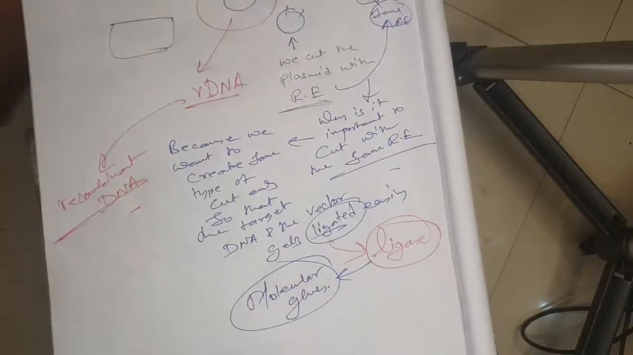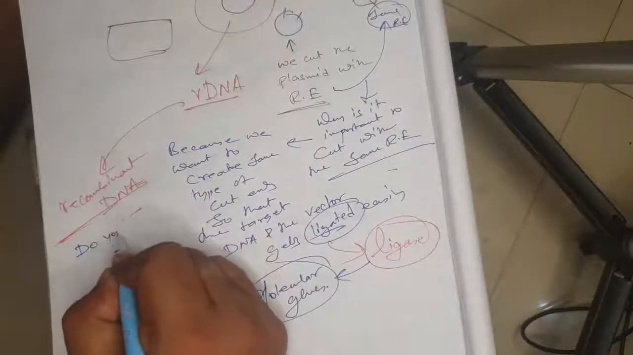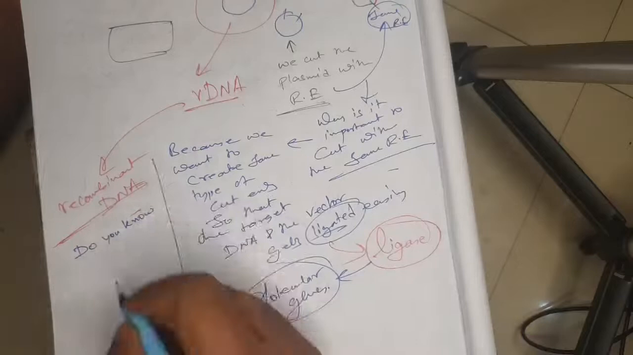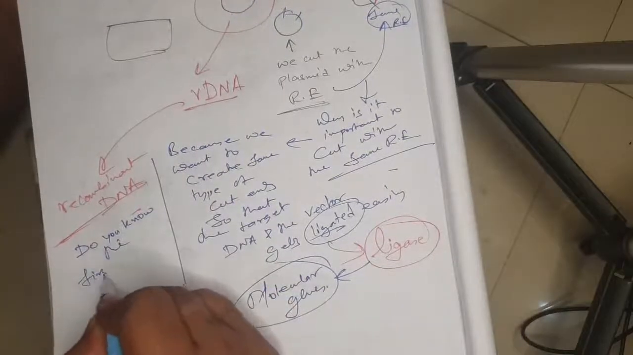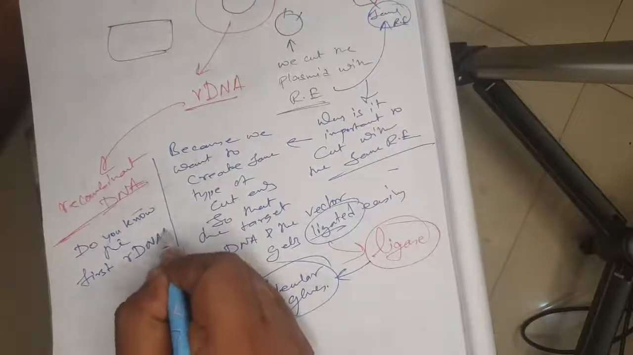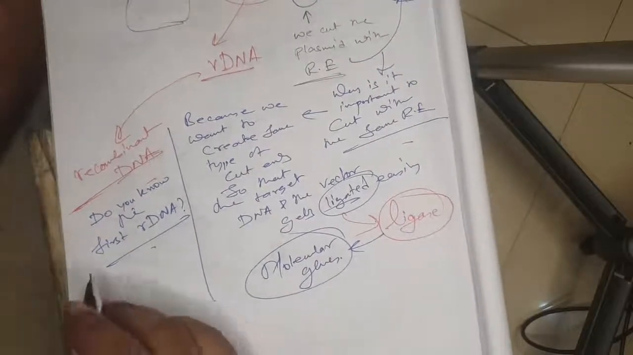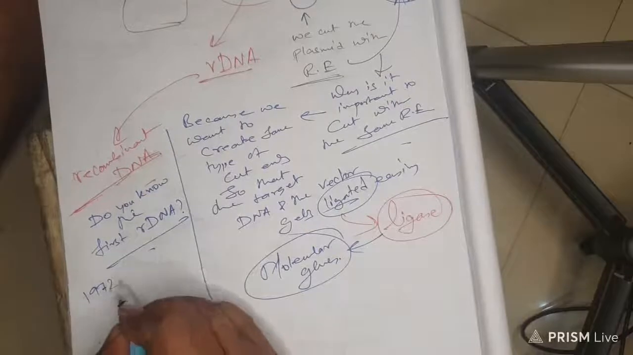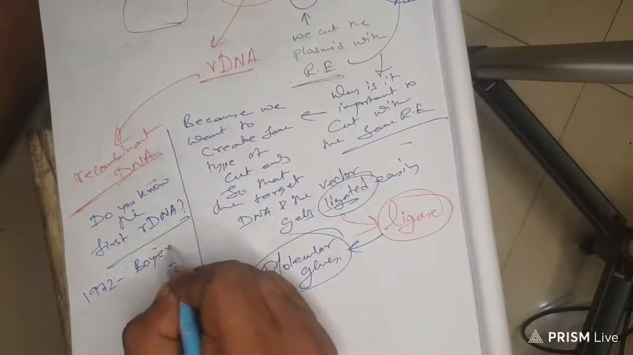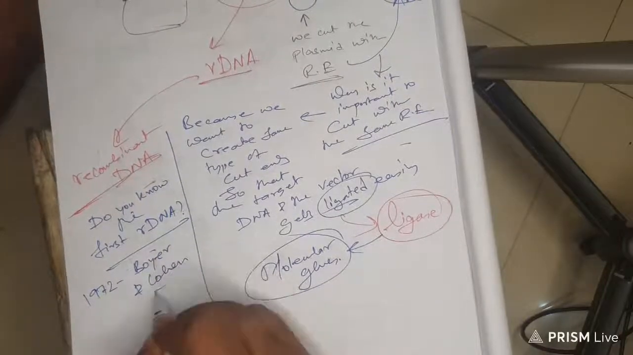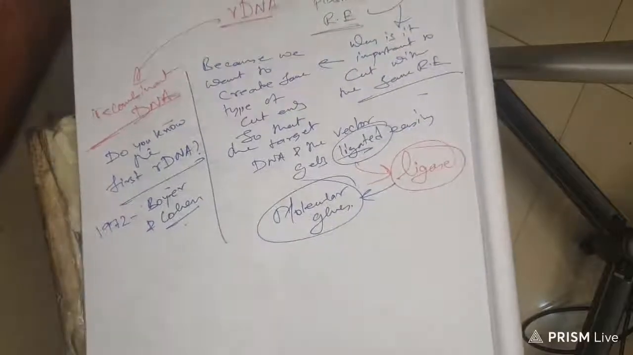Do you know the first rDNA? If I ask you which is the first rDNA, then the first rDNA was discovered in 1972 by Boyer and Cohen.